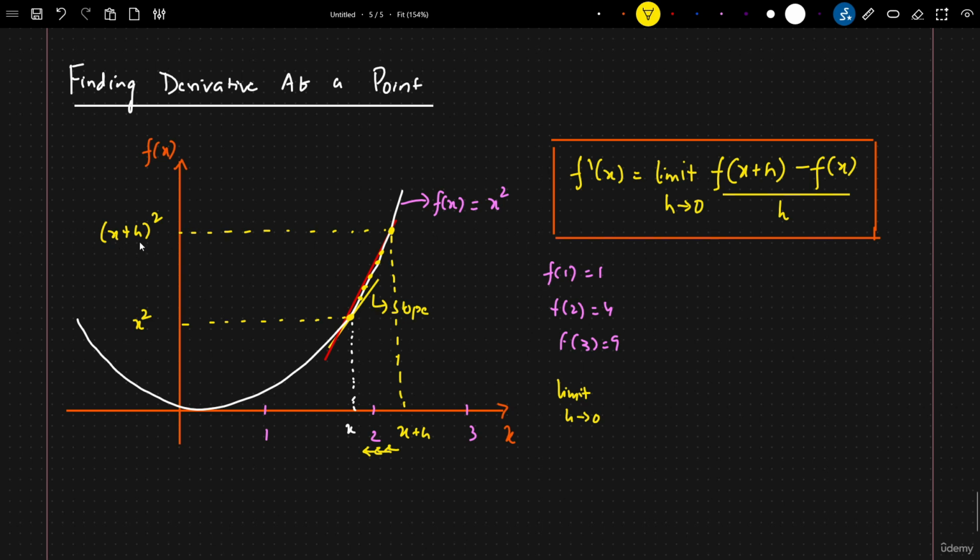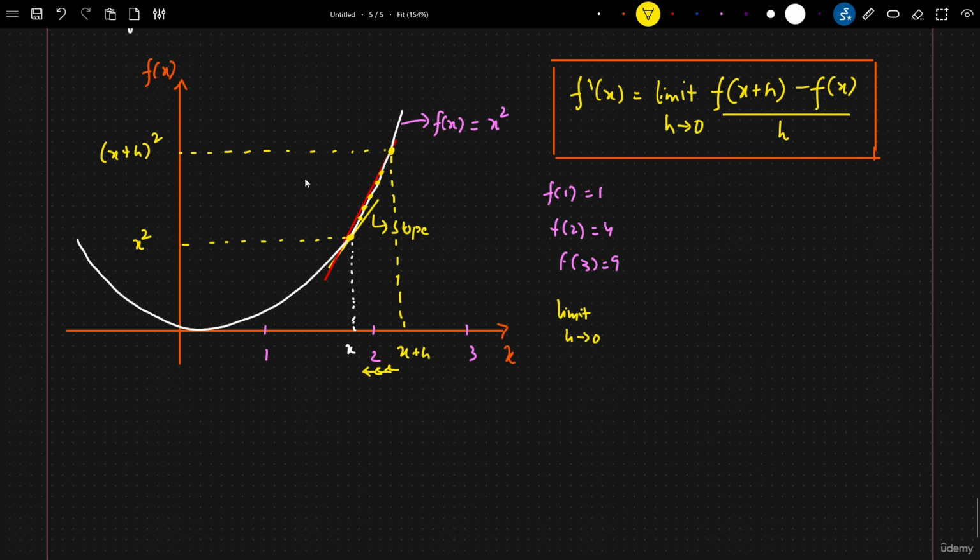Now when I have all this information, let's apply it in this formula. So my f dash of x is nothing but limit h tends to 0. What is f of x plus h? It is this value, because we are going to apply this specific function. And let me also denote what this coordinate is. So this coordinate is x comma x square. This coordinate is specified by x plus h comma x plus h whole square. I hope you're able to understand this. This is my x coordinate, this is my y coordinate, this is my x coordinate, this is my y coordinate.